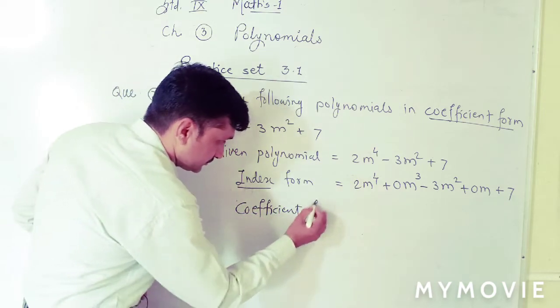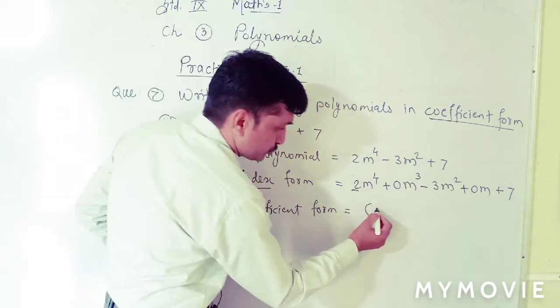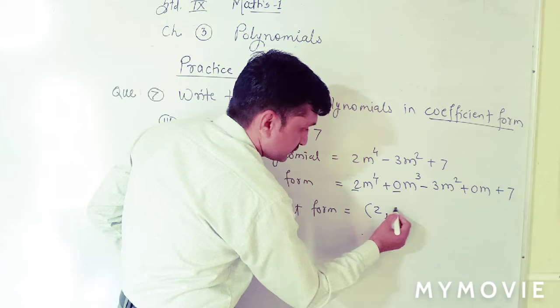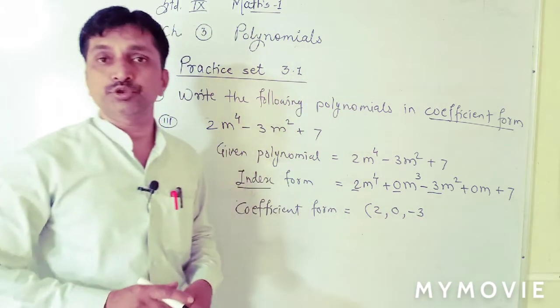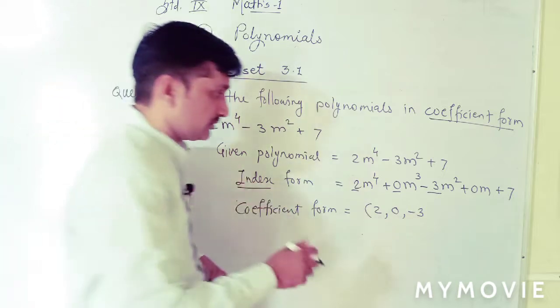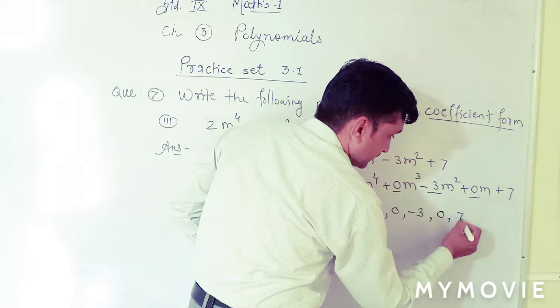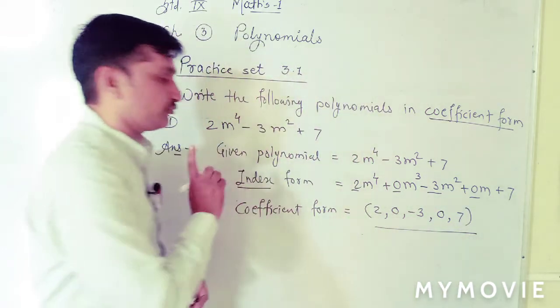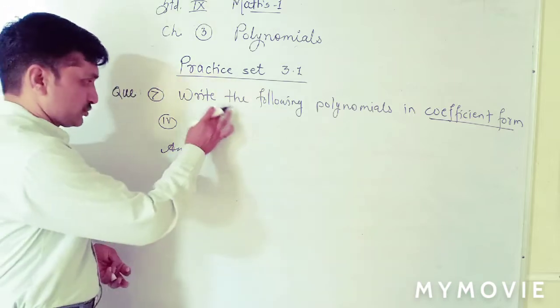Coefficient form is, now write all the coefficients. Here coefficient 2, comma. Here coefficient 0, comma. Here coefficient minus 3. Sign is also very important. Don't write 3, write minus 3, comma. Here 0. And at last 7. This is coefficient form. The fourth polynomial is given, minus 2 upon 3.